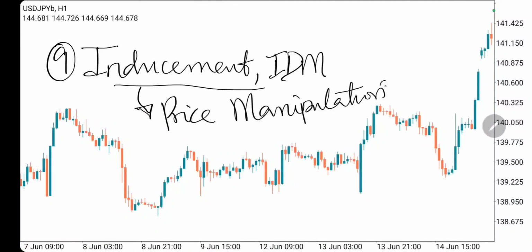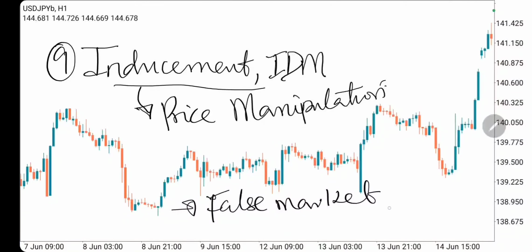Okay, for example, these hedge funds and big banks would at some point initiate a false market move in order to attract retail traders to enter a buy or a sell position, only for them to now reverse that move.